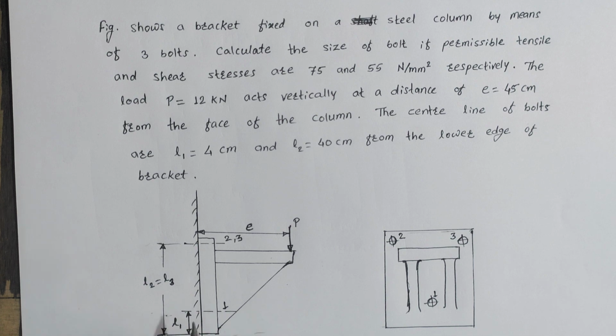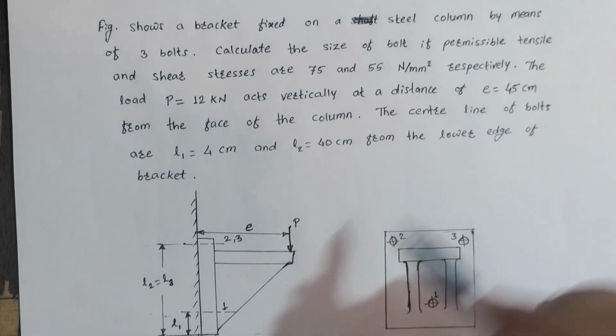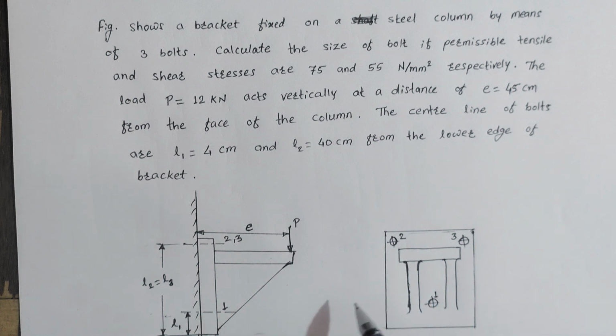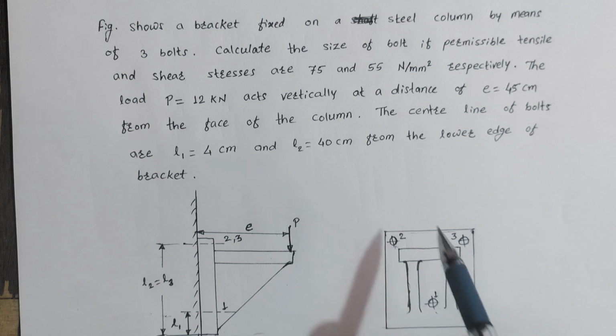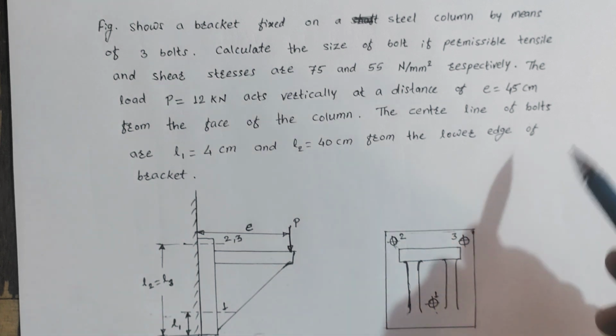So the figure is given. The figure shows a bracket fixed on a steel column by means of 3 bolts. So 3 bolts are shown as in the figure. Calculate the size of bolt if permissible shear and tensile stresses are given.